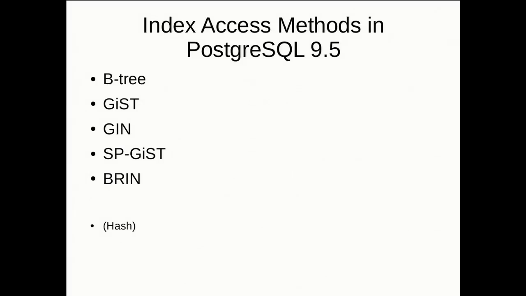So there are five index methods, index access methods in PostgreSQL, that I'm going to cover. It says 9.5. I don't believe there were any new ones in 9.6.